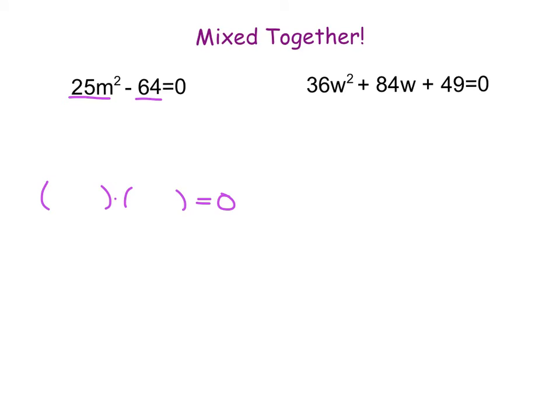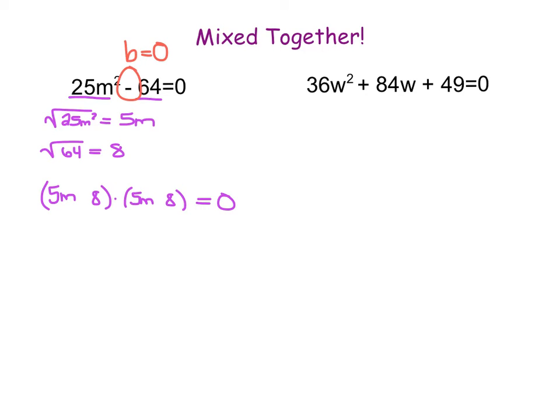And I know that to find the front part of each parenthesis, I take the square root of 25m squared, which the square root of 25 is 5, the square root of m squared is m. So the front of each parenthesis becomes 5m and 5m. I then square root the 64, which gives me 8. So the second part of my parenthesis is an 8 and an 8. Then the fact that the middle term has a b value equal to 0 tells me that the signs that go inside of my parentheses are going to be one of each.